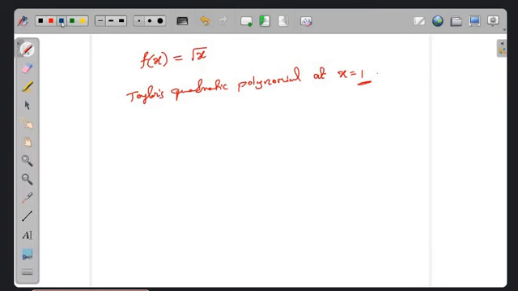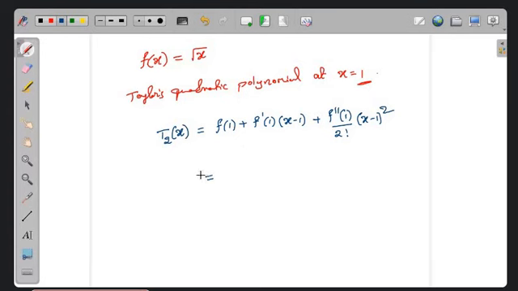For example, okay, I'll do this. So here f of x equal to root x. Since they said Taylor's quadratic polynomial, let's name it T2. Therefore T2 of x is equal to f of 1 plus f dash of 1 into x minus 1 plus second derivative at 1 by 2 factorial into x minus 1 whole square. So this equals to what?